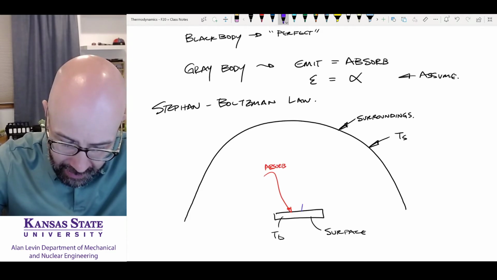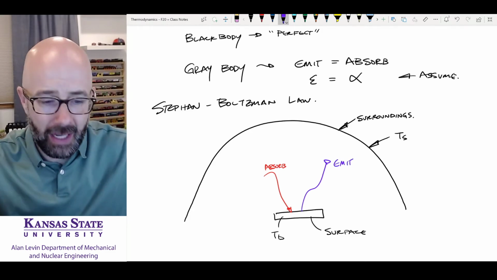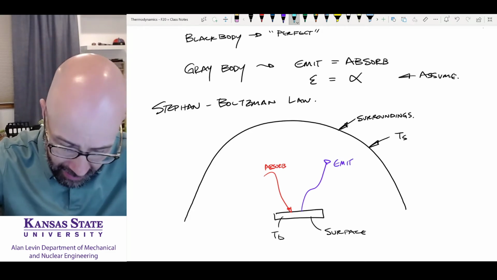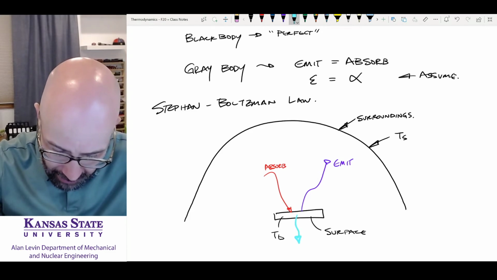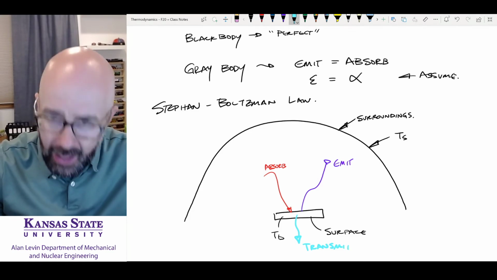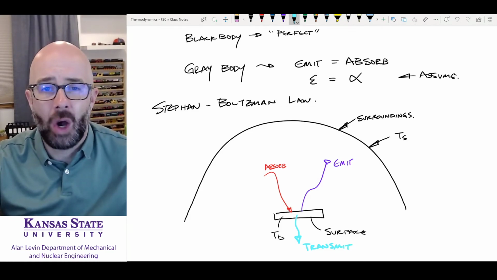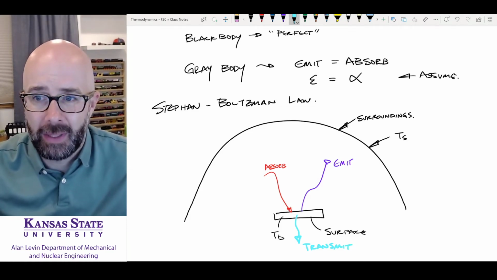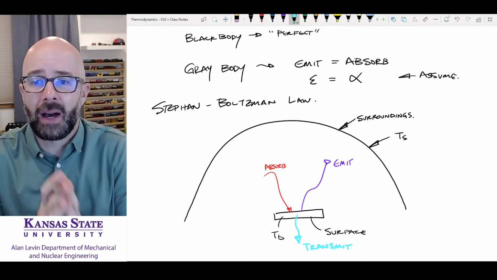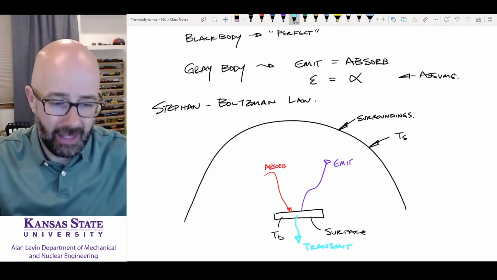It can absorb and emit at the same time, and it also can let some of this through. It can transmit. It can do all of those things all at the same time to various degrees. But again, we're saying we're dealing with gray bodies. The absorption and the emission is the same.